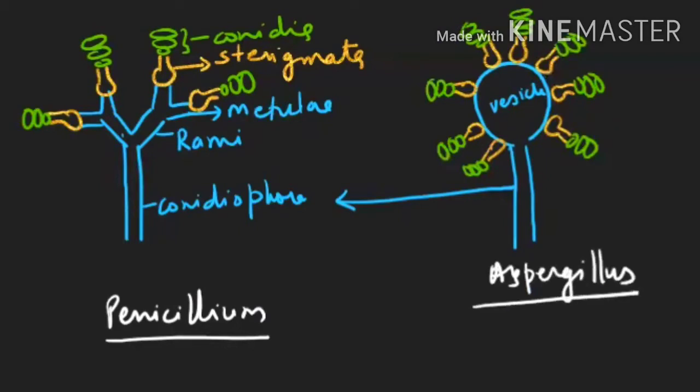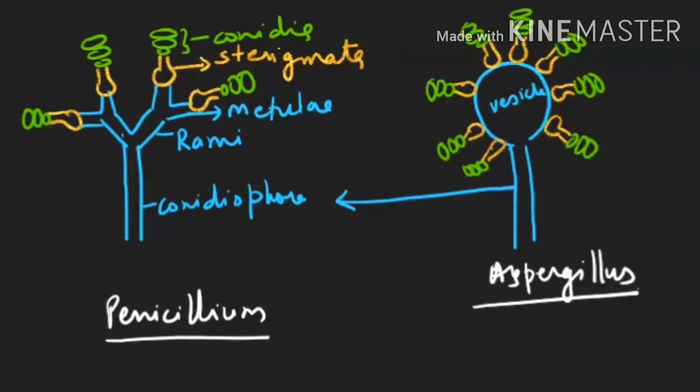So asexual reproduction will be done by the conidia. Now, if you see, first of all, asexual reproduction means they are making conidia. So how are they making it? By which cell division? They are making it by mitosis. So these are also known as mitospores.